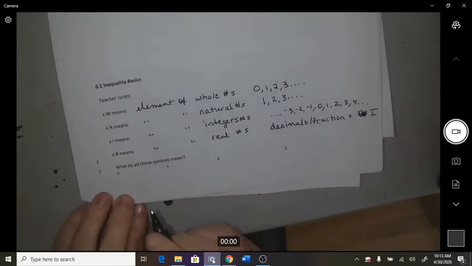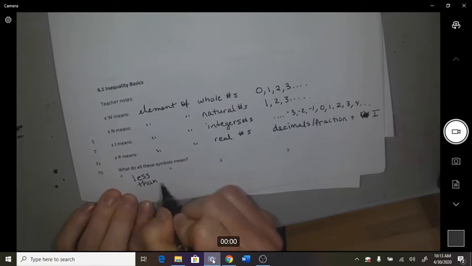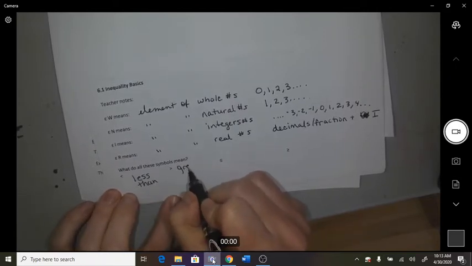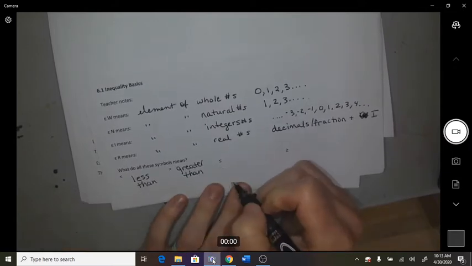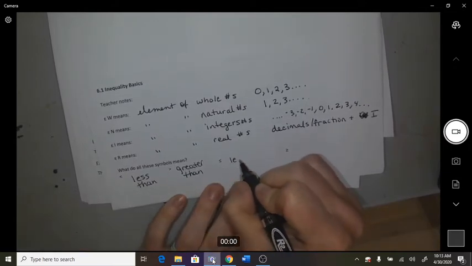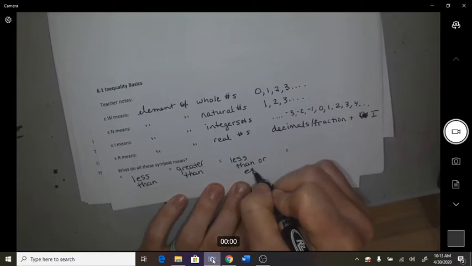What do these symbols mean? This means less than. This symbol would mean greater than, less than or equal to, greater than or equal to.